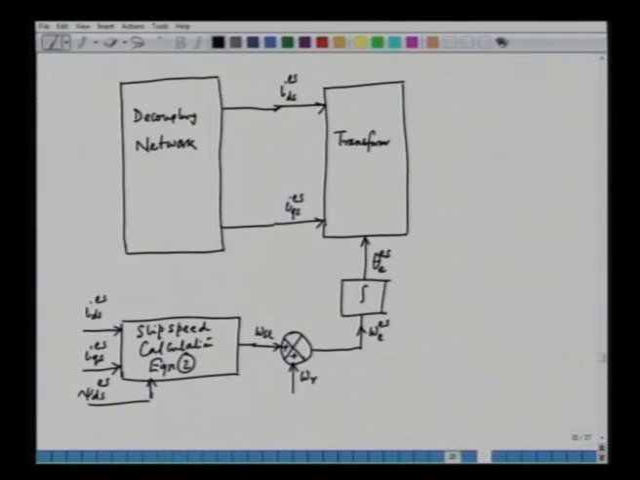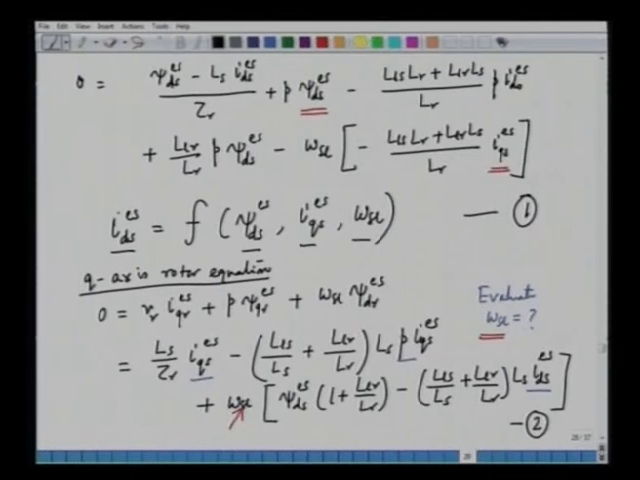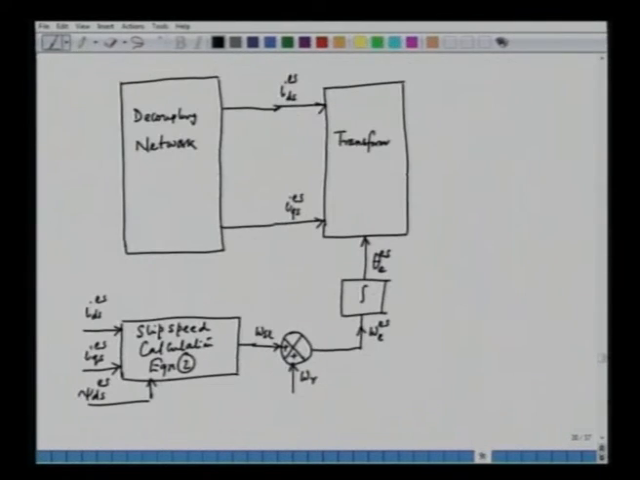And this decoupling network is basically obtained from equation 1. IDS is evaluated as a function of the d axis stator flux, the q axis current in the stator flux reference frame, that is IQS ES, and the slip speed that is evaluated using the slip calculator. So, we can use that in the decoupling network.